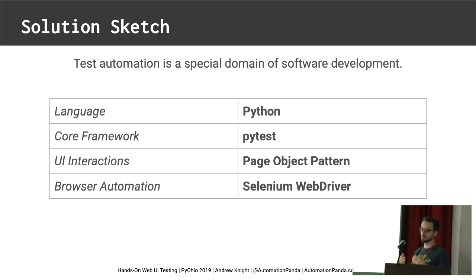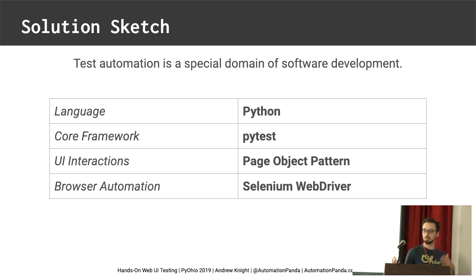The core test framework is going to line up all of our tests, run them, and then give us a pass or fail. For our UI interactions with the browser, for modeling UI interactions, we're going to use a design pattern called the page object pattern. Now, you may or may not have heard of this. We'll get to this around one of the later points in our agenda. But note that we are using design patterns here, just like any other domain of software development.